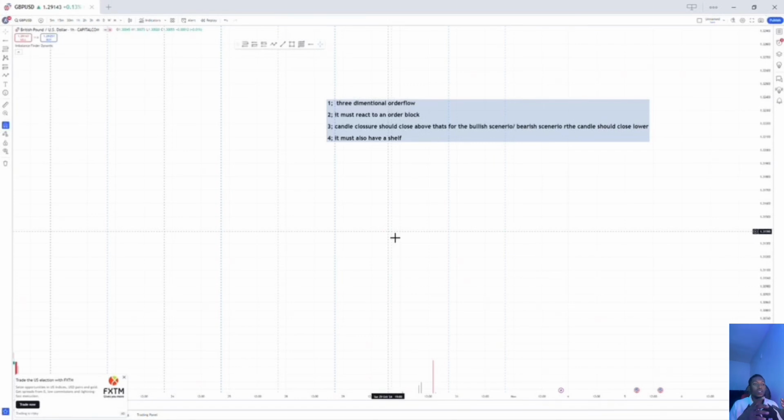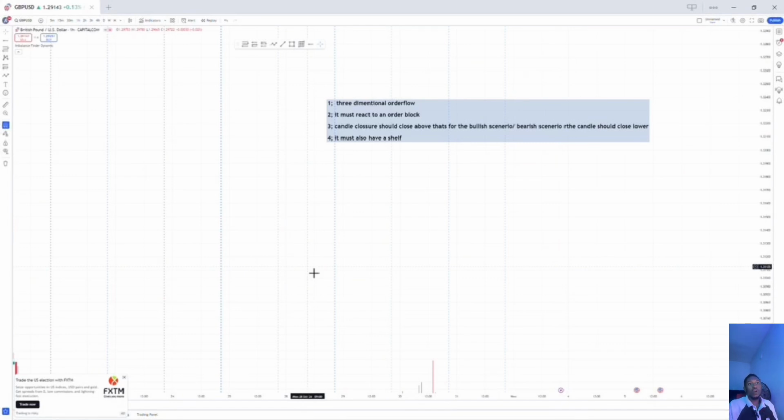So you want to be seeing a shelf on the fair value gap. You want to be seeing a three-dimensional order flow. What I mean by three-dimensional order flow is that if you are reacting to a bearish fair value gap, you want to see the first candle, the one that formed before the candle that caused the fair value gap, be bearish. The three candles should be bearish: the first candle, the fair value gap candle, and the continuation candle. The three of them should all be bearish.